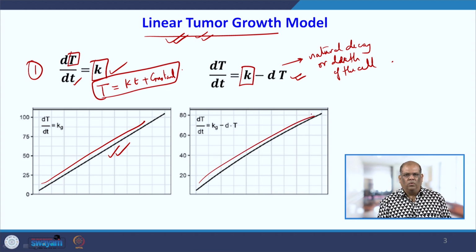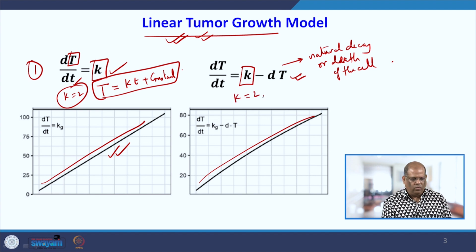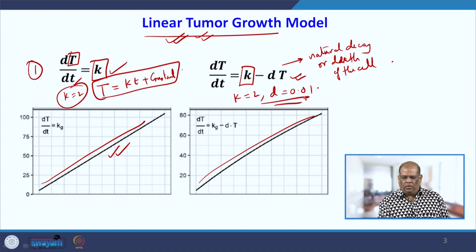If you want to generate this curve with the help of Microsoft Excel, for this case the value of k is equal to 2. For this case the value of k is again 2, but d is equal to 0.01. So, if you plug these values into this differential equation and solve it, you are going to get this kind of curves.